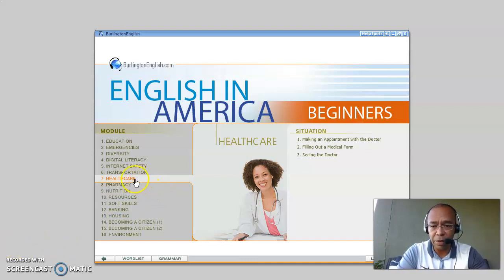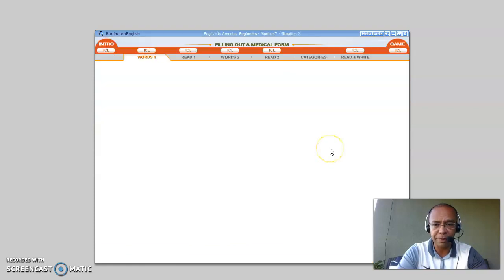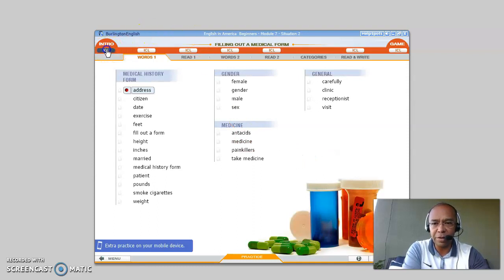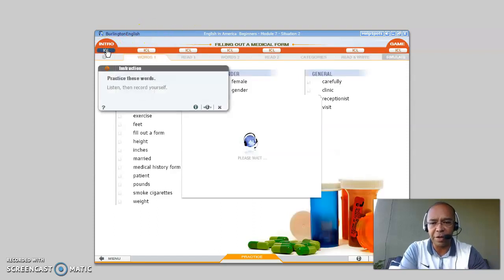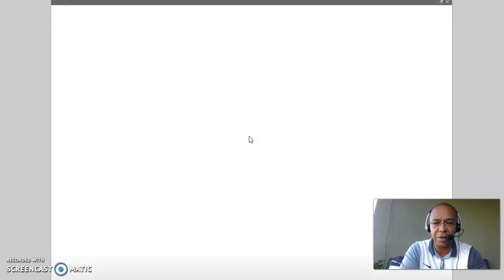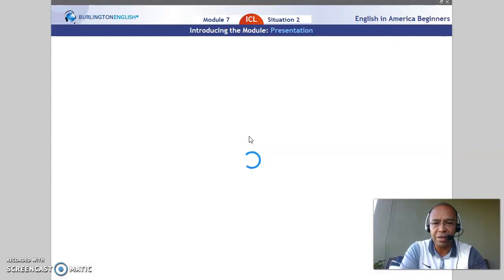So we're going to go here, the healthcare unit, making an appointment with the doctor. We completed that. And then we're going to go to section number 2, filling out a medical form. We're going to start with the introduction of this chapter, okay? As you can see, there is an introduction, a presentation. We're going to look at some pictures and tell me, what do you see in these pictures, okay?